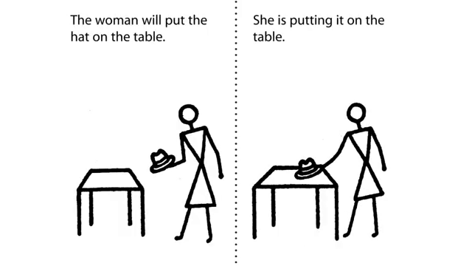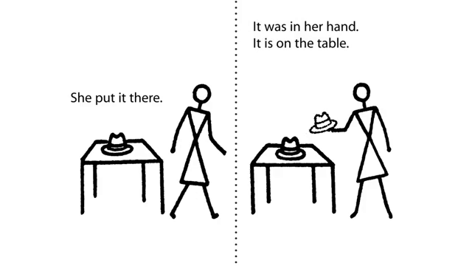The woman will put the hat on the table. She is putting it on the table. She put it there. It was in her hand. It is on the table.